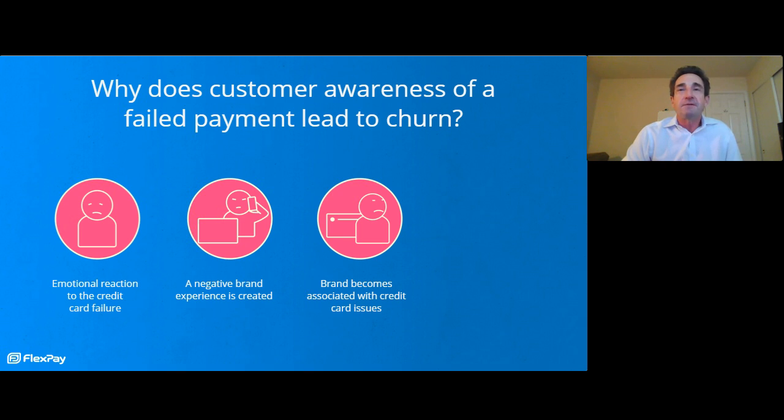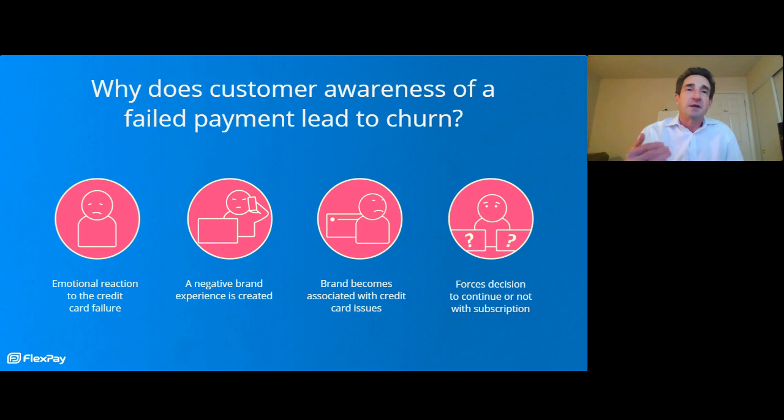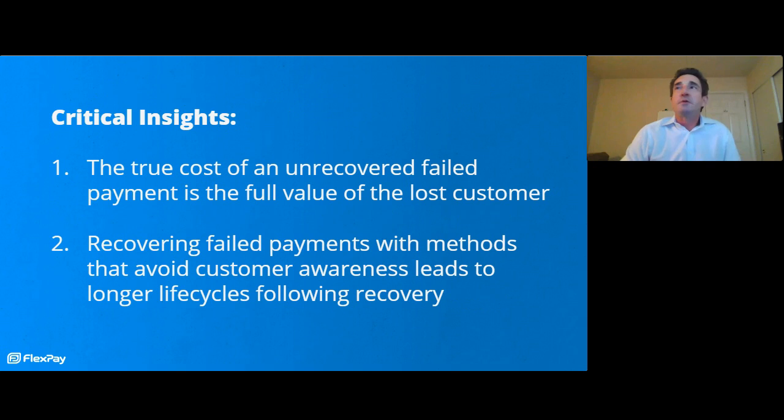And probably the most painful and impactful impact of these decline decisions when the customer is involved is you're asking the customer through your outreach, whether it's through customer service, whether you're sending emails or text messages trying to ask them to help you solve the problem, that you're forcing the customer to make a decision if they want to continue with you or not. And often it's very easy to say, I'm not sure I'm getting enough value, so I'm just going to stop. I'm going to passively not give you new information for a credit card. And so that forces the churn. So what that means is we really want to avoid customer visibility to a failed payment.